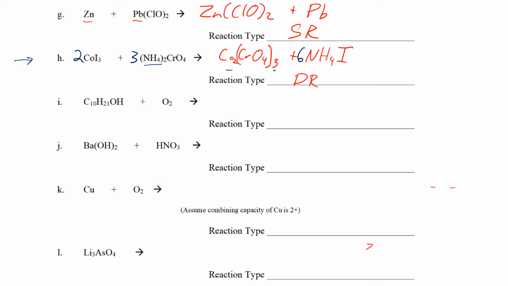Okay, moving on to this one, I have a hydrocarbon and an oxygen, so I know that one is going to be a combustion reaction. And all combustion reactions, unless it contains sulfur or nitrogen, is just going to make CO2 and water.